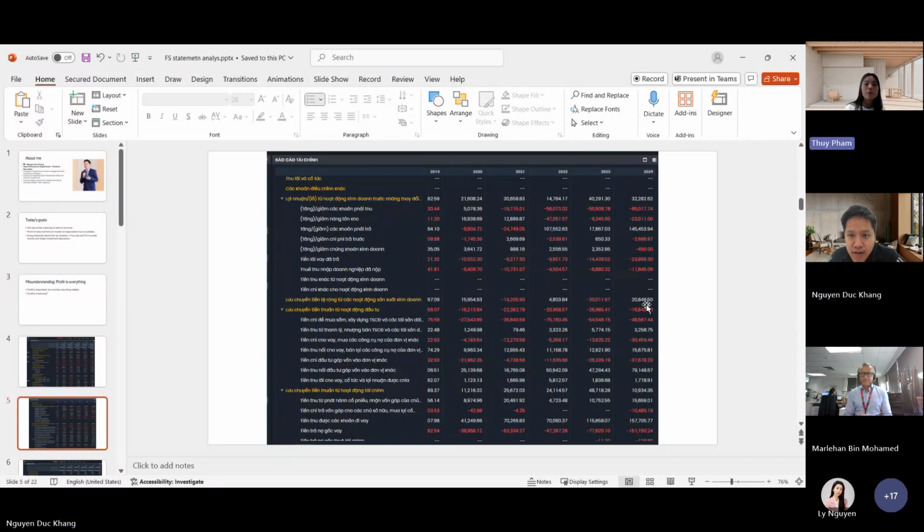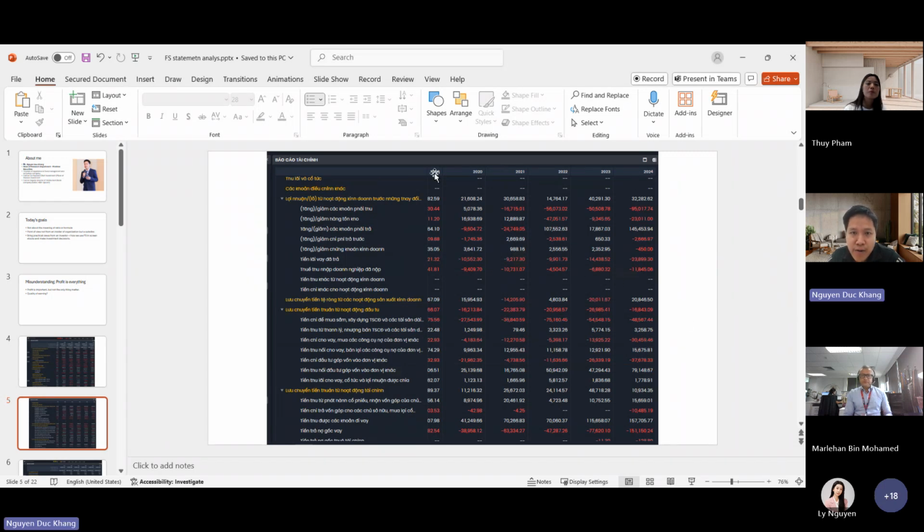And we can see that for Vingroup, in the last 5 years, from 2020 to 2024, they had negative cash flow in 2 years, 2021 and 2023, with a total negative of around 34,000.